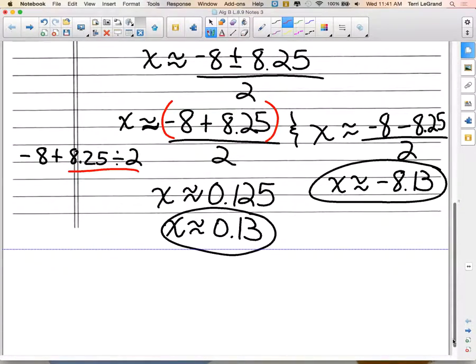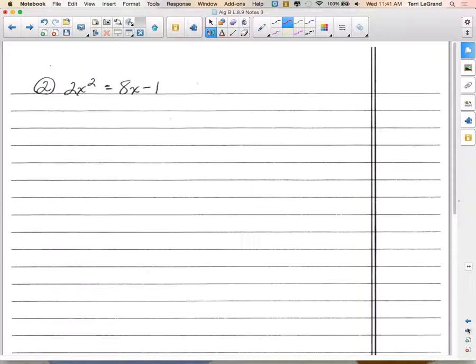Okay? Okay, let's go to the back side. What do you want to do with this one? Identify A, B, and C. Elvin?